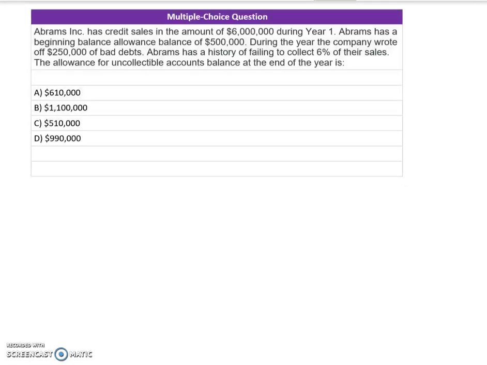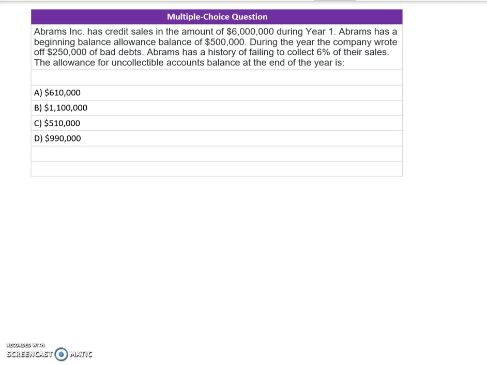Abrams Inc. has credit sales in the amount of $6 million during year one. Abrams has a beginning balance allowance of $500,000. During the year, the company wrote off $250,000 of bad debts. Abrams has a history of failing to collect 6% of their sales. So that means what? Percentage of sales. The allowance for uncollectible accounts balance at the end of the year is what?